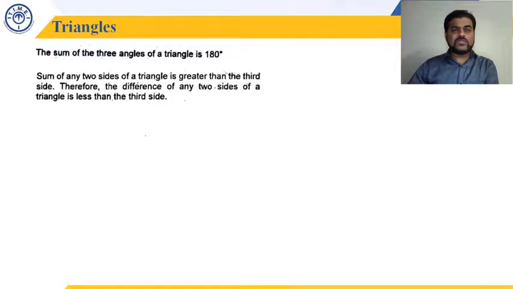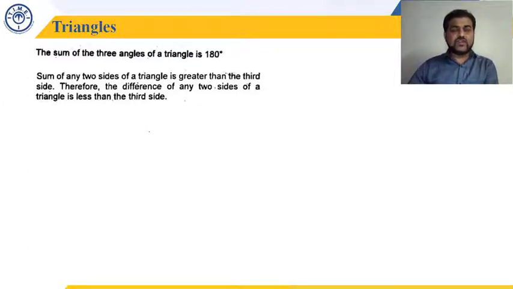What else? The sum of any two sides of a triangle is greater than the third side, and hence the difference of any two sides is always less than the third side. So these two properties complement each other. If the sum of any two sides is greater than the third side, then it implies that the difference of any two sides is less than the third side.